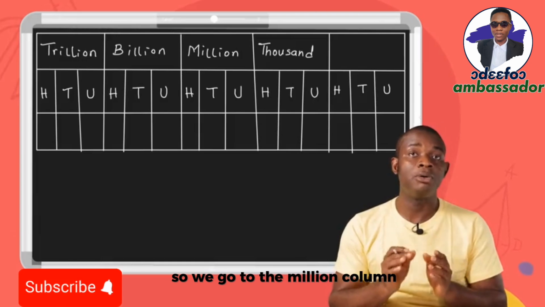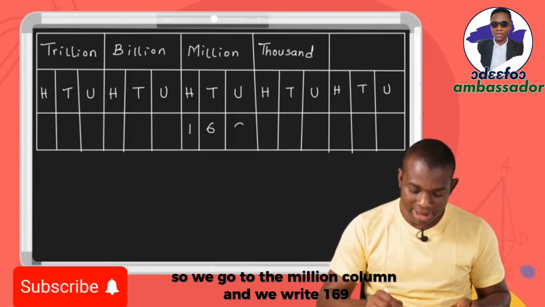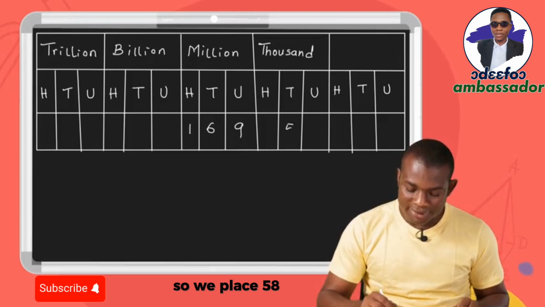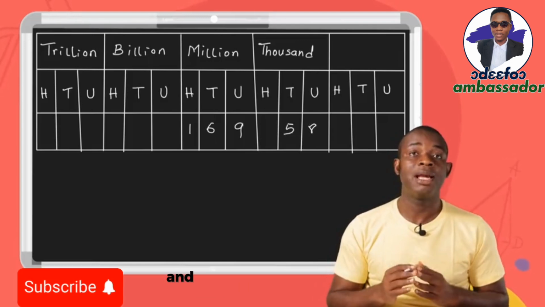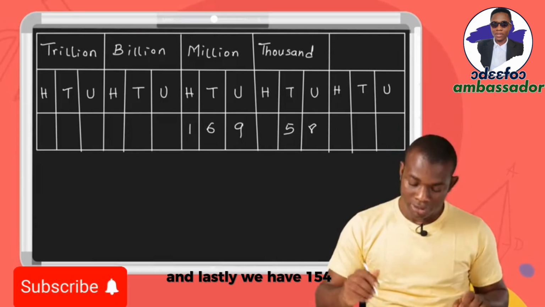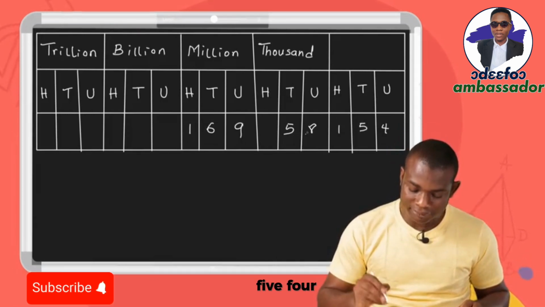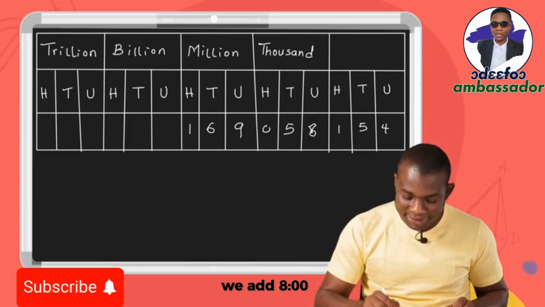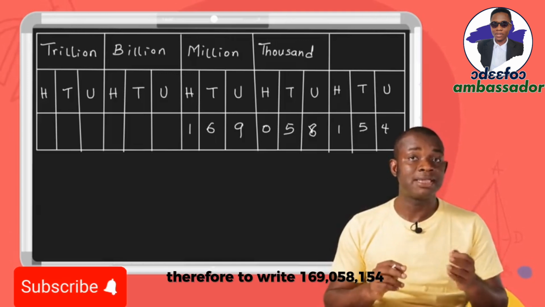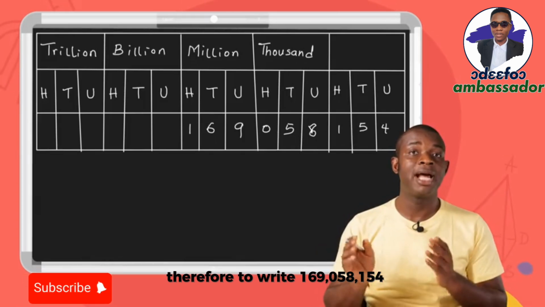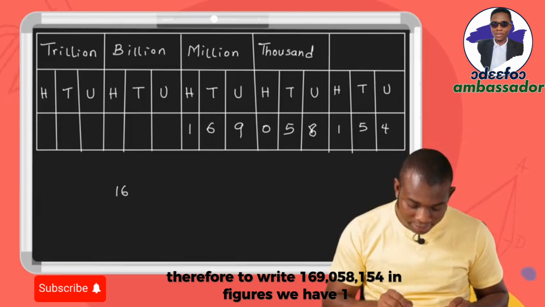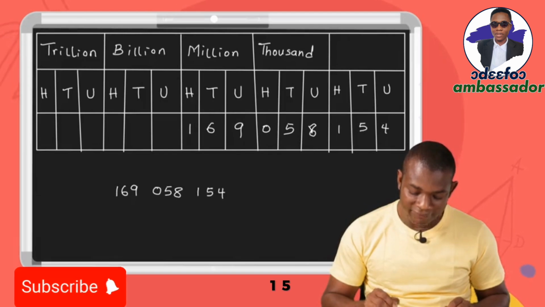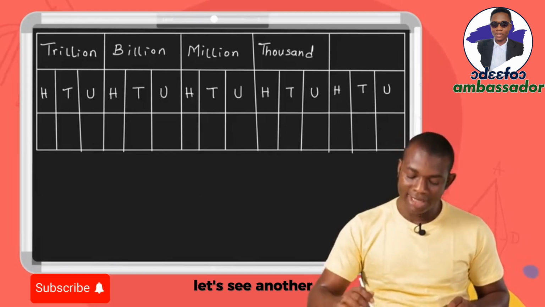So we go to the million column and we write 169. After that, we have 58,000. So we place 58 under 1,000. And lastly, we have 154. Now, because of the space in between 9 and 5, we add a 0 there. Therefore, to write 169,058,154 in figures, we have 169,058,154. Let's see another example.